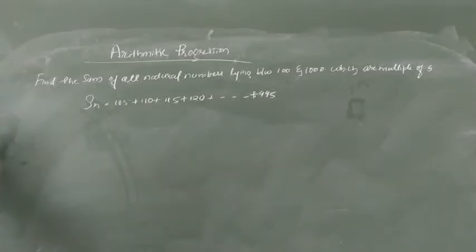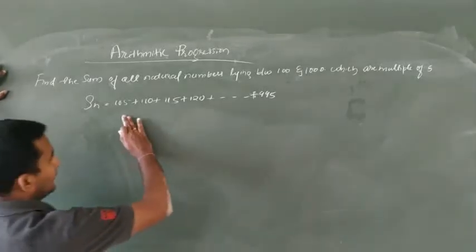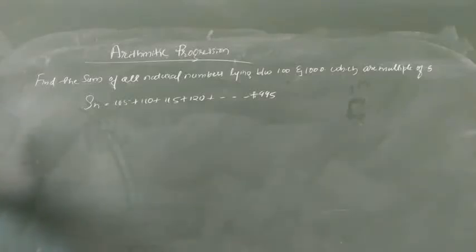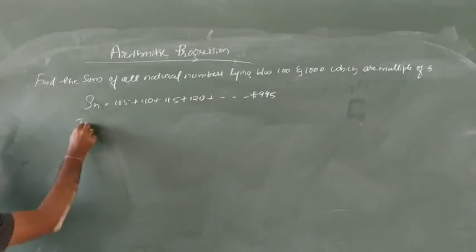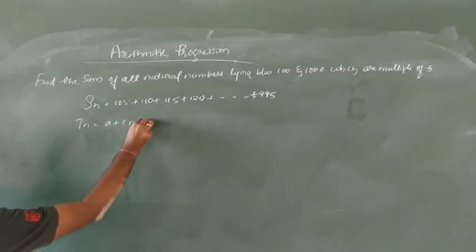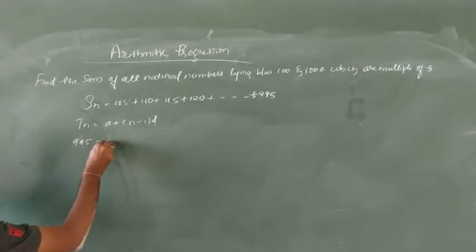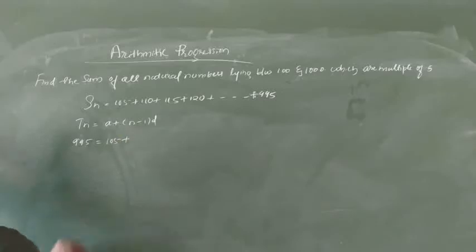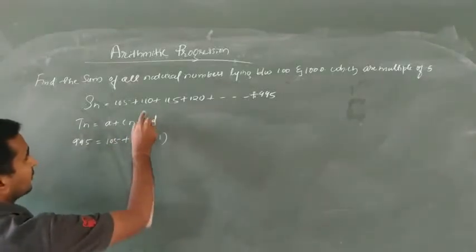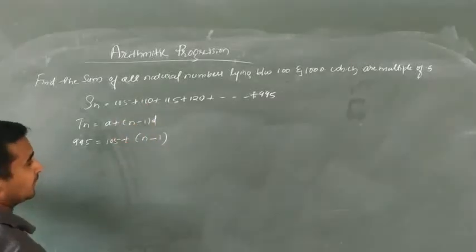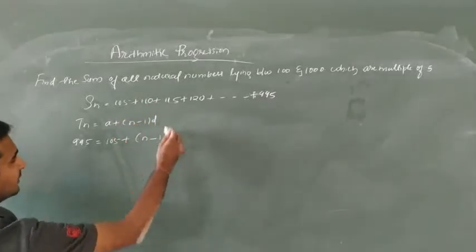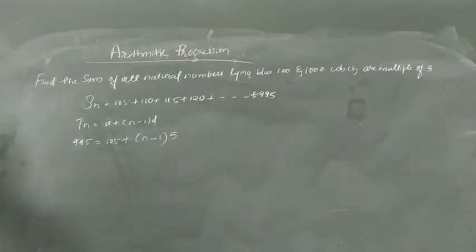So here what we have to use again is the sum of the first n elements of an AP. First we have to find how many numbers are present from 105 to 995. So that is Tn equal to a plus n minus 1 into d. Tn, the nth element, is 995, a is 105, n we have to find, and the common difference is 110 minus 105, that is 5, or else 120 minus 115. The common difference is the same in the AP series.